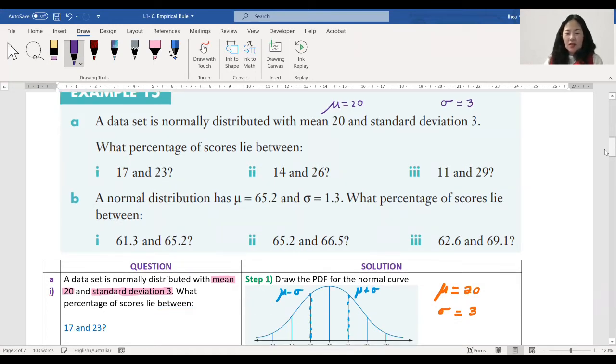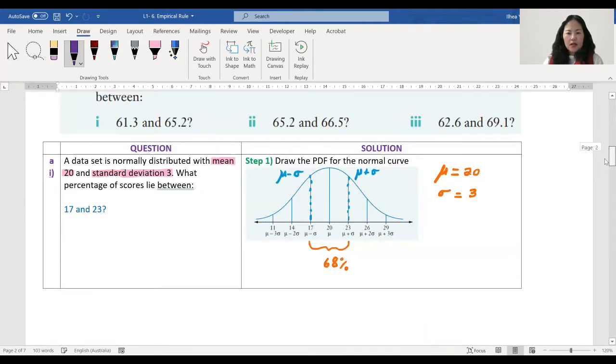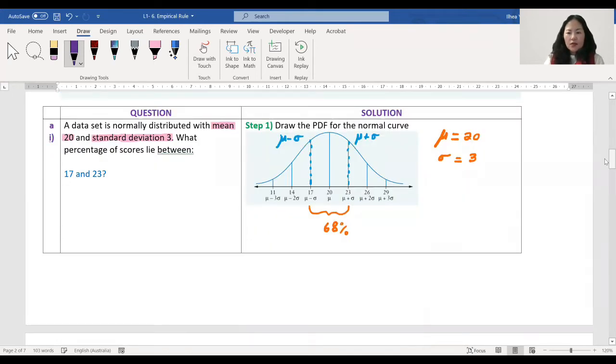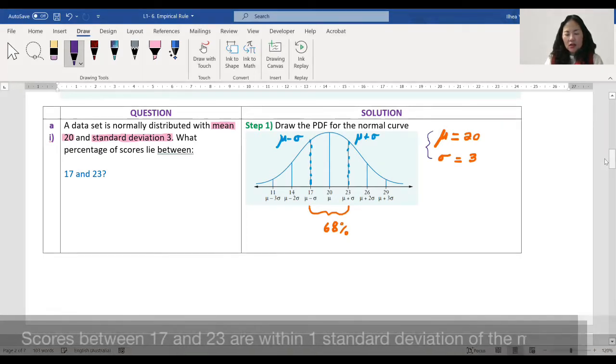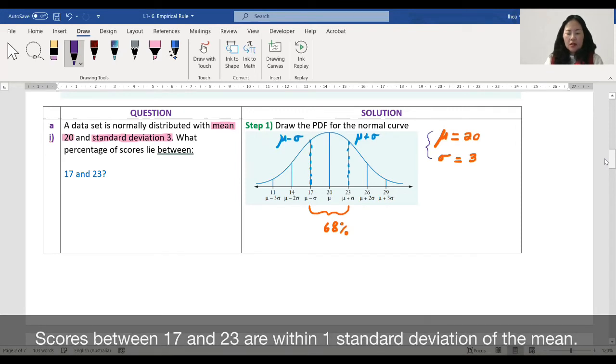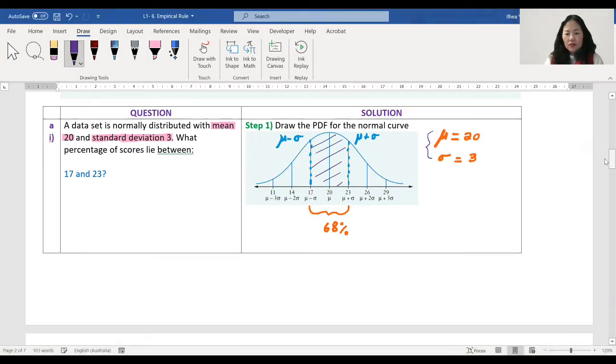So the first step is to draw your normal distribution PDF. So if I do that, the information I got from the question is right there, and I'll put all that in there. So I add 3 on my right-hand side, going up by 3, and on my left going down by 3. That's what we've got, and it says here 17 and 23. That's this part, isn't it? And that's obviously 68%. So the answer is 68%.